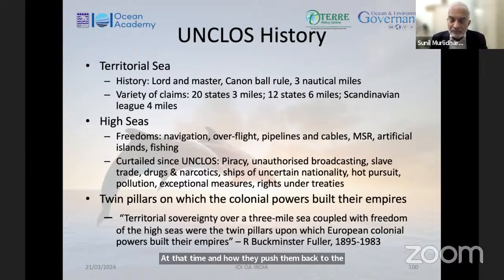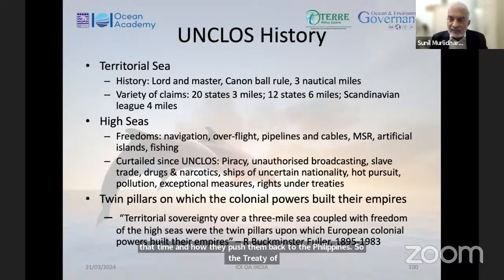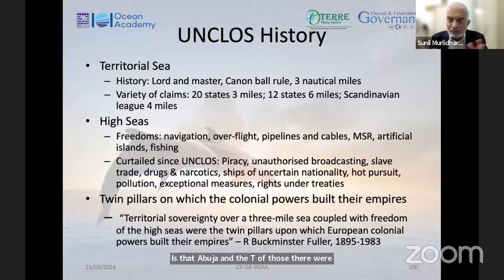So the Treaty of Tordesillas and the Treaty of Zaragoza, two treaties, determined the division of the world into the Spanish dominion and the Portuguese dominion. Anyway, all that. So then came the whole idea that if that was defined as territorial sea, what would the rest of the sea be called? The rest of the sea was called high seas.